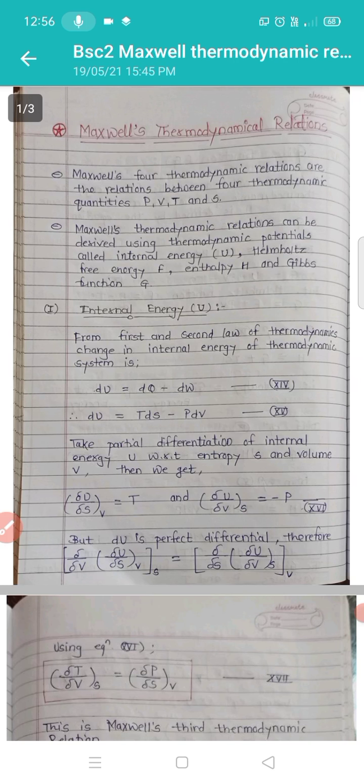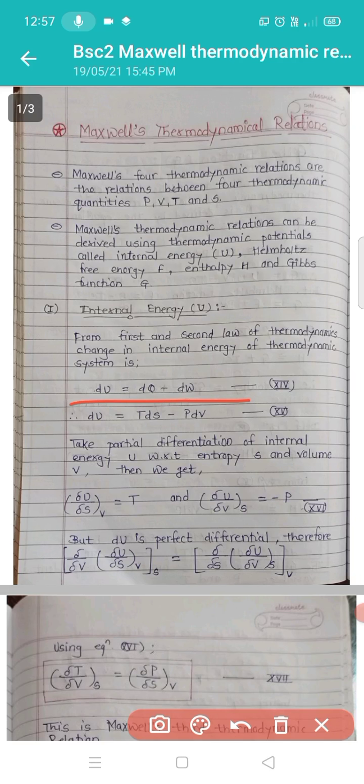The first one is the internal energy. Okay, what is internal energy? Internal energy is the sum of the kinetic energy and the potential energy. From the first and second law of thermodynamics, the change in internal energy of the thermodynamic system is given by dU = dQ - dW. Here dQ is the total heat supplied and dW is the external work done, and dU is the change in internal energy.